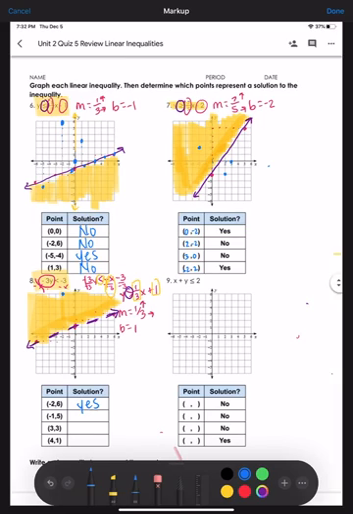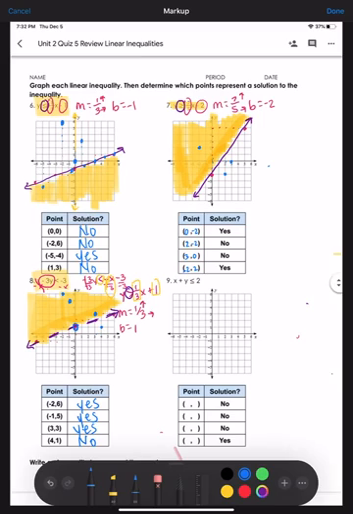Next is the point -1, 5. -1, 5 is right here. Yes, that's a solution. The next point is 3, 3. 3, 3. Yes, that's a solution. And then 4, 1. 4, 1 is right here. So no, it's not.